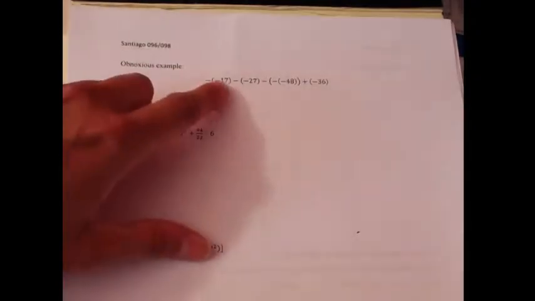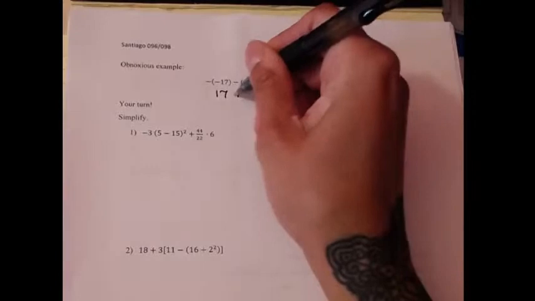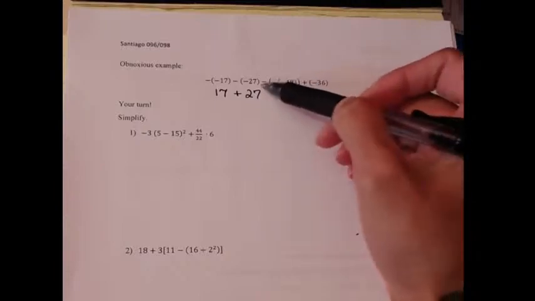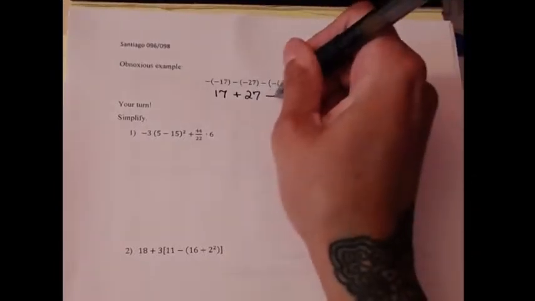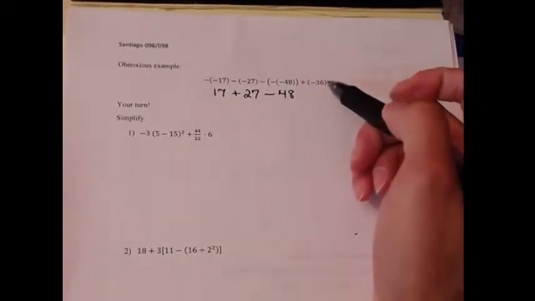So we have a negative 17. Well, that becomes positive. We have a minus negative 27. So minus a negative 27, that becomes plus 27. Then we have minus a negative 48. Well, 1, 2, 3. There's 3 negatives here, so it's going to stay negative. And then lastly, plus a negative 36. Okay. That becomes a minus. Remember, 2 negatives make a positive, 2 positives make a positive. A negative times a positive is negative, and a positive times a negative is also negative.